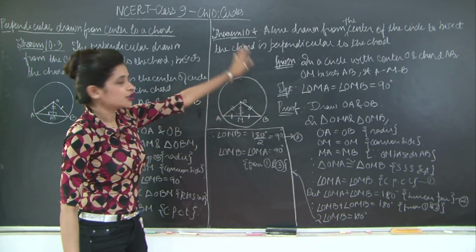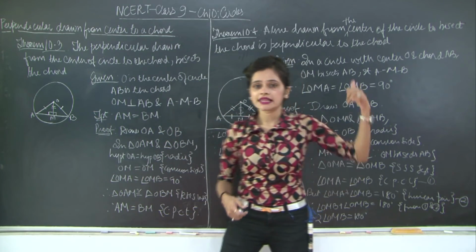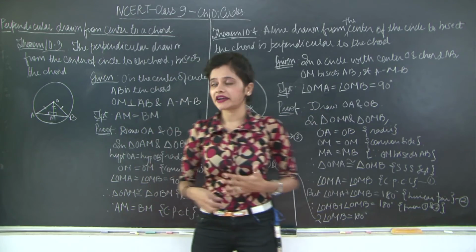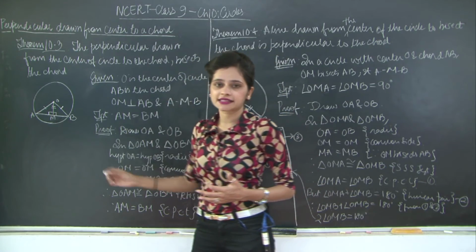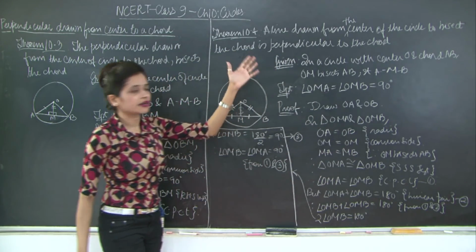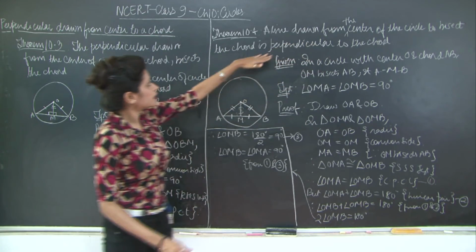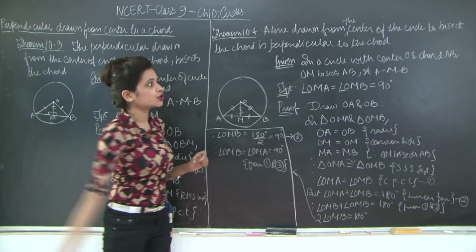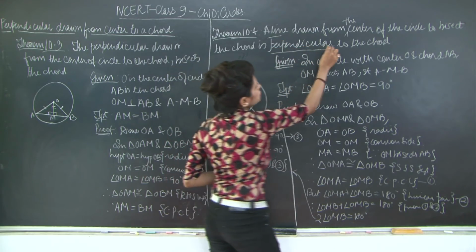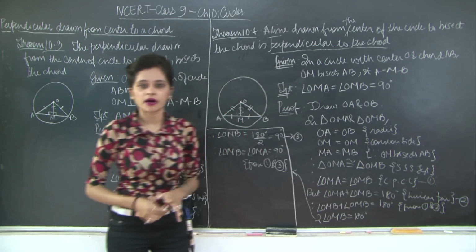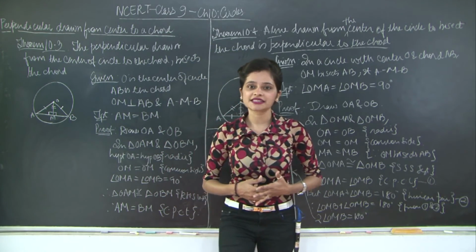Hence, we have proved. So we have proved two theorems out here, Theorem 10.3 and Theorem 10.4. This one is the converse of this theorem. Let's revise the statements. The perpendicular drawn from the center of the circle to the chord bisects the chord. And if you draw a line from the center of the circle to bisect the chord, then this line is perpendicular to the chord. So this was about perpendiculars drawn from the center of the circle to the chord. We will take a look at the other topics in the next videos.